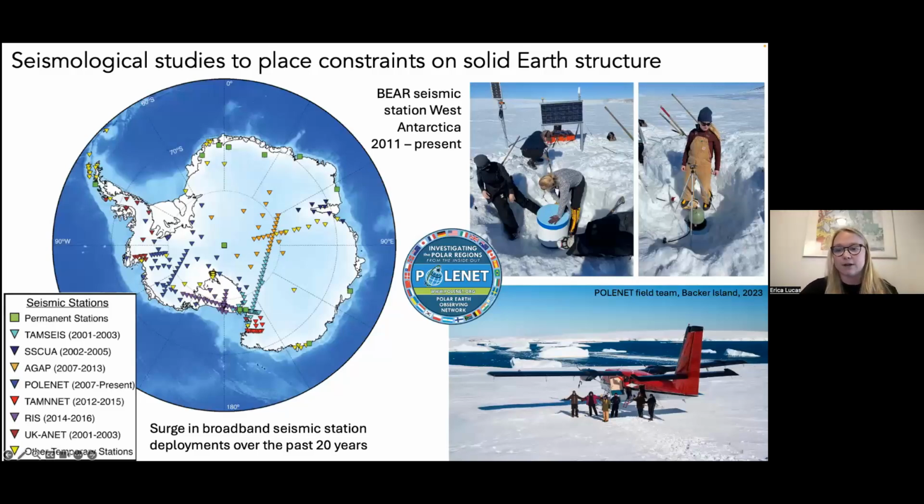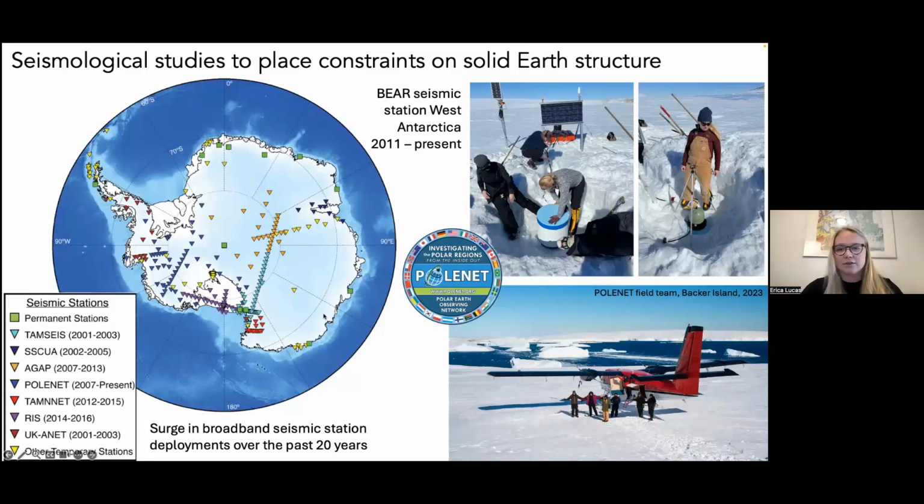So we know that solid Earth structure has a major impact on glacial isostatic adjustment. So in order to better characterize interactions between the solid Earth and the ice sheet, it's quite critical to place high resolution constraints on solid Earth structure. Over the past 20 years or so, there's been a real surge in broadband seismic station deployments across Antarctica. A lot of my work imaging upper mantle structure has been focused in West Antarctica. I've been mostly using data collected on the Polar Earth Observing Network seismic stations, the POLENET stations, which are shown in blue here.